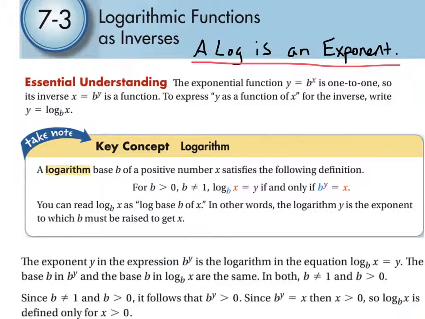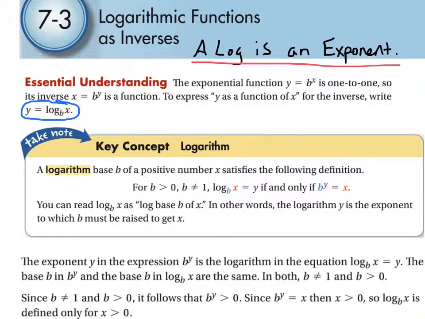It's a fancy way of saying that both a function and its inverse are functions. But what we need to know here is that the exponentials are functions. Well, then their inverses are also functions. And the inverses are written like this. The inverse of an exponential function is a logarithmic function. Okay, it's a logarithmic function, a logarithm.